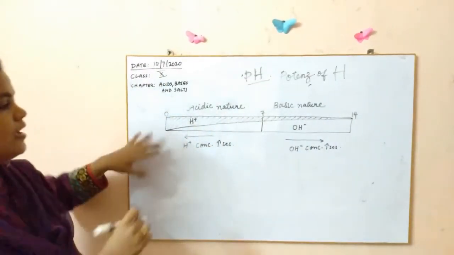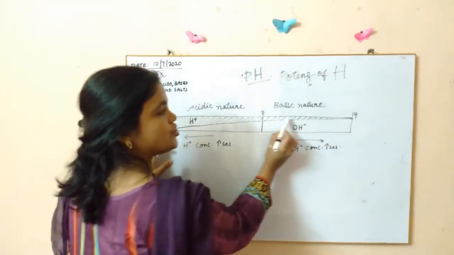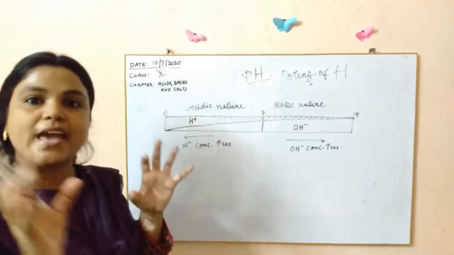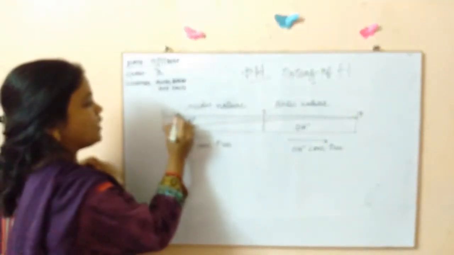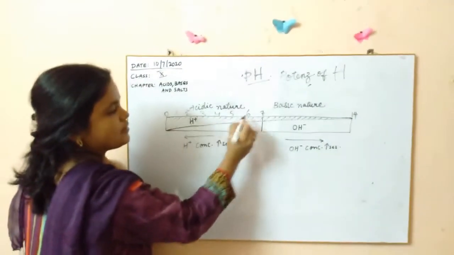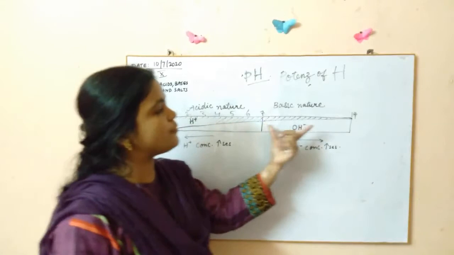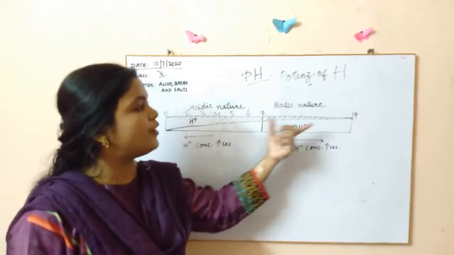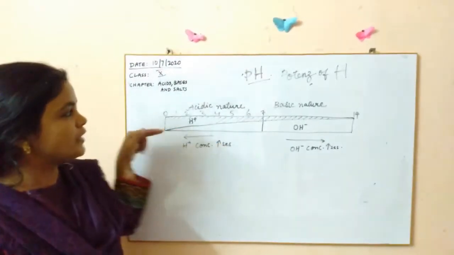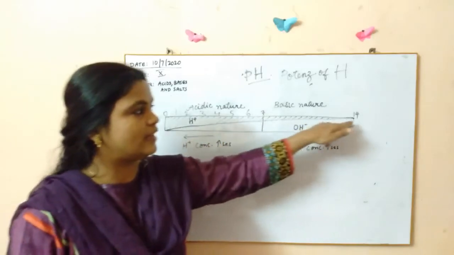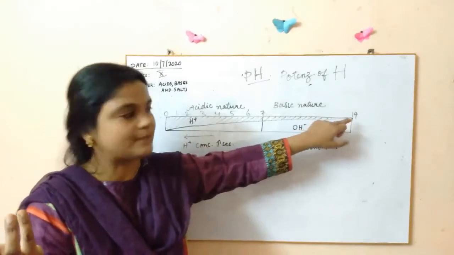As you can see here, when you move from left to right, the hydrogen ion concentration decreases. That means the acidity of the solution decreases. From 0 to 7, the solution is acidic in nature, and if the solution gets a value of 7 to 14, it is basic in nature. As you go from 0 to 7, the acidic nature decreases up to 14. You can see here, hardly any hydrogen ions are there, right?